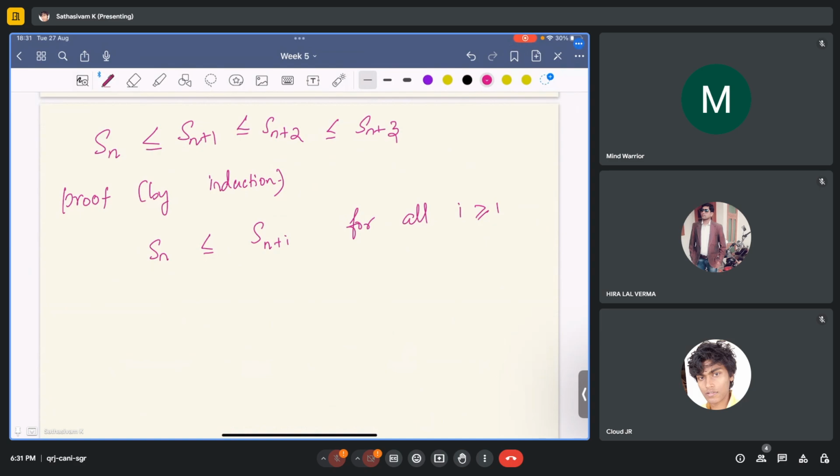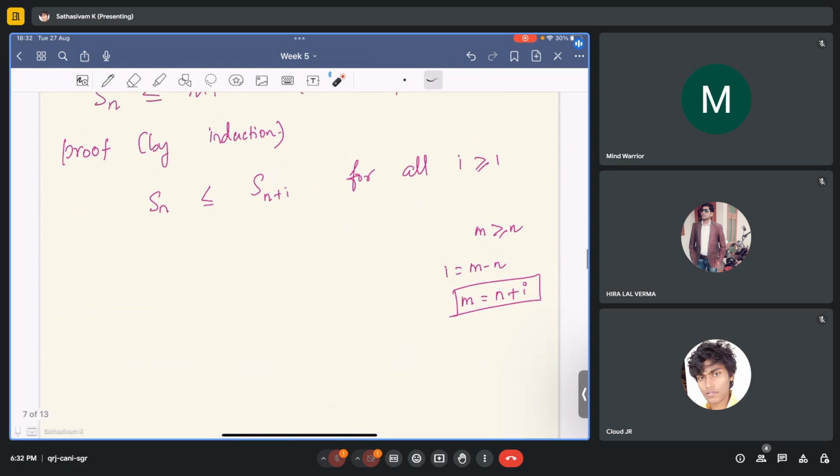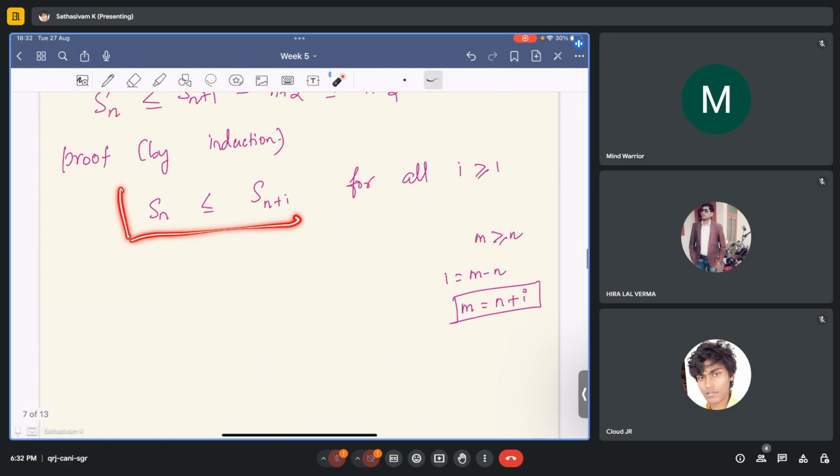Once you proved that, our statement follows, right? Because if you have m, this m is greater than or equal to n, right? So I can choose i as m minus n. Okay. Then what is m? m is nothing but n plus i, right? So if I proved for any i, in particular it is true for this i also, and hence we are done. So it is enough to prove this statement. So this is the statement we are going to prove.